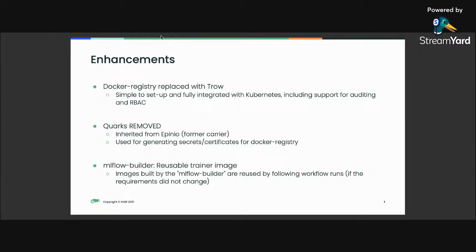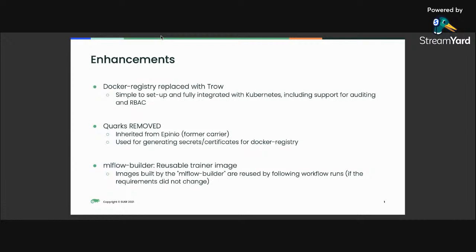So let's start with Docker registry. FuseML started as a fork of the Carrier project, now named Epinio. And with that, we inherited some of the services that we use. One of them is Docker registry. So Carrier had this kind of customized deployment of Docker registry, which was dependent on Quarks.